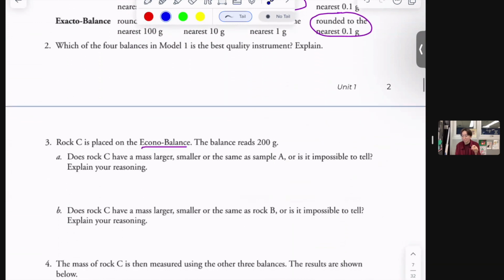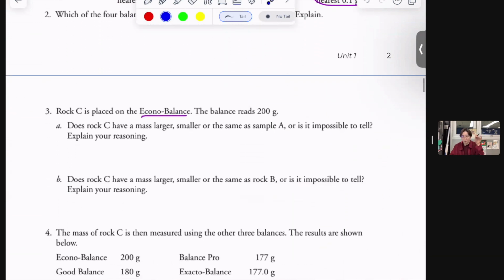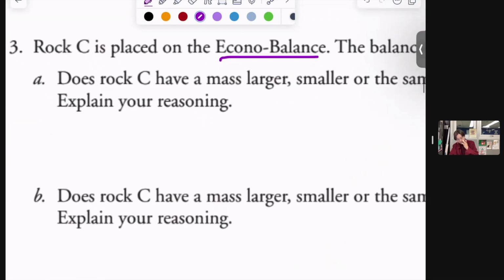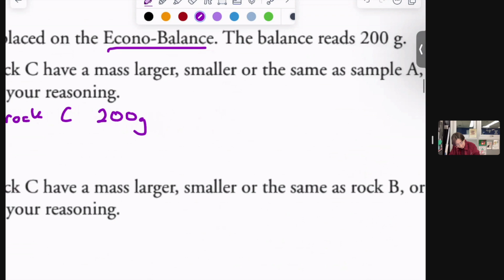So think to yourself, pause if you need, come up with an answer. Can you tell which one is bigger, smaller, or the same size, or can you not tell? So I'd encourage you to write this in your own words. But we had rock C was 200 grams, and we know that rock A is 100 grams.